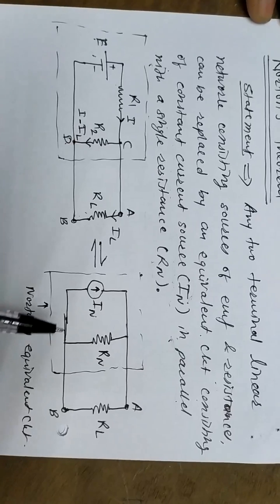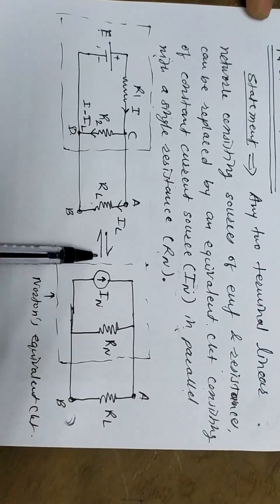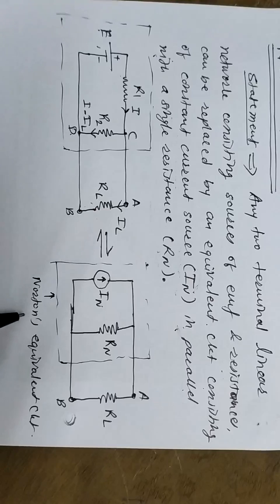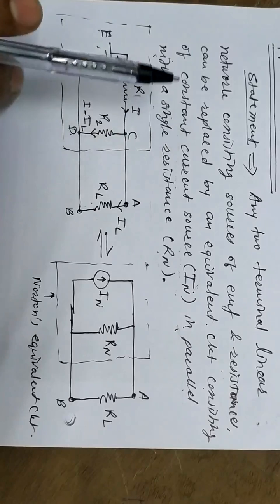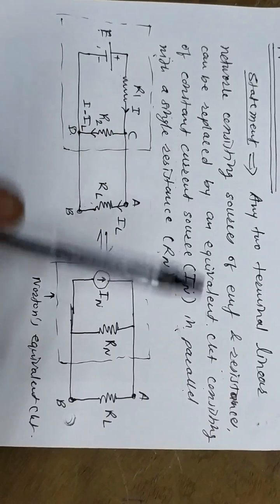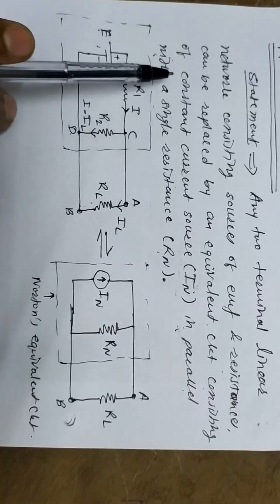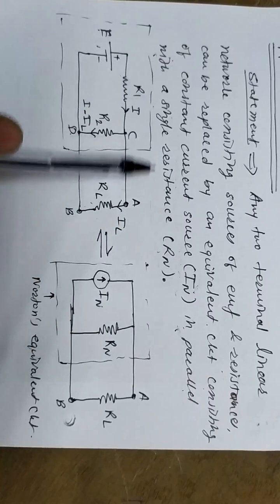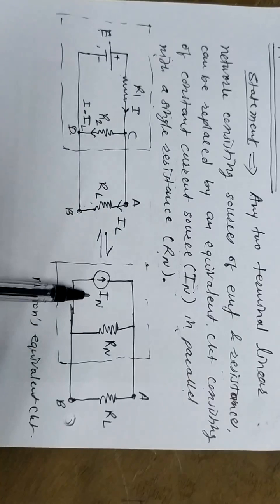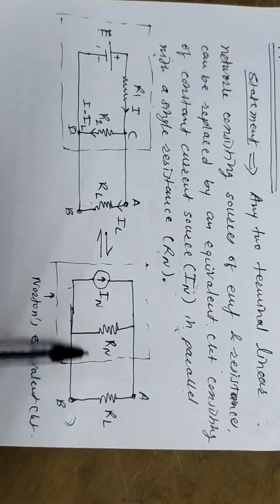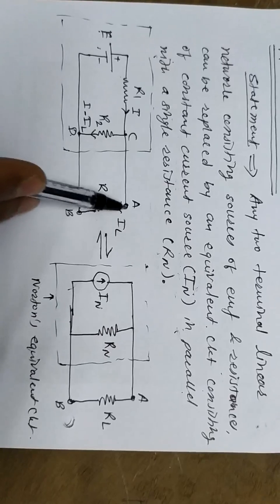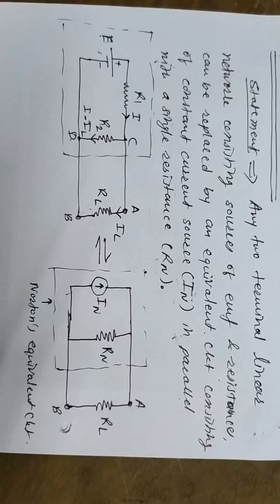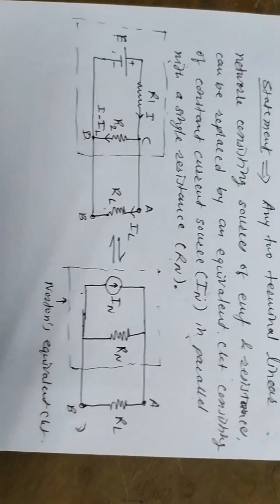And here is the Norton's equivalent circuit as made by the statement. As per the statement, any circuit can be replaced by a constant current source in parallel with a single resistance. Constant current source IN in parallel with a single resistance. This is the Norton's equivalent circuit. For this we have to first find out the current IL in the given circuit.